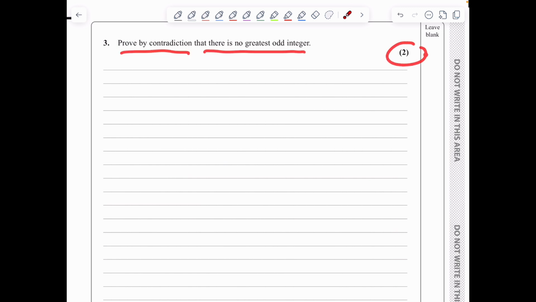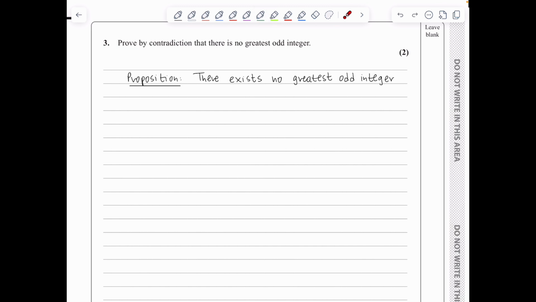This is only worth 2 marks. It's the simplest contradiction you could be asked. So the proposition says that there exists no greatest odd integer. We will always start by assuming the opposite of what we need to prove, and the negation of the statement there exists no greatest odd integer is simply that there exists a greatest odd integer, which I will call n.